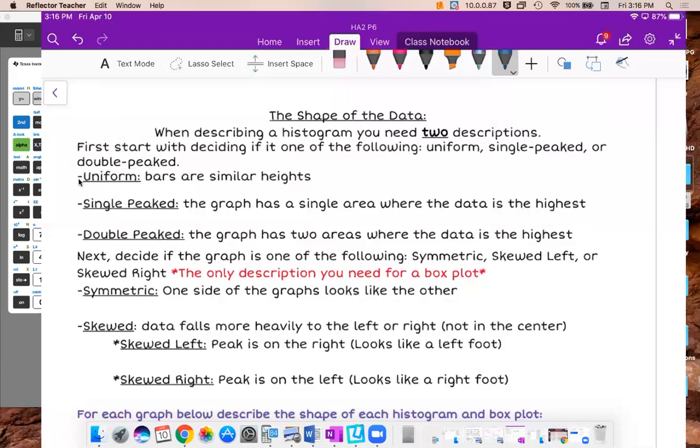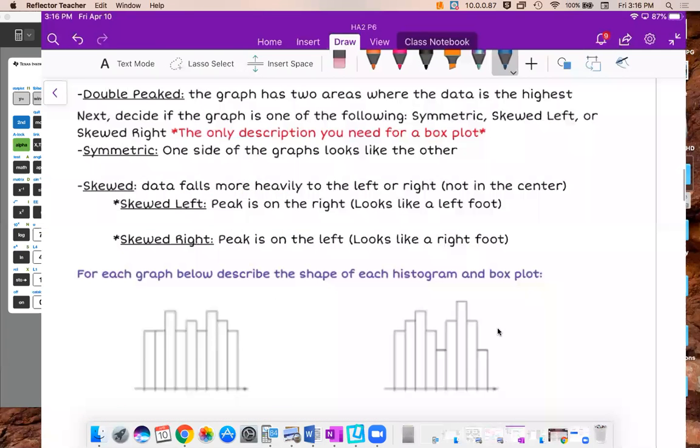The first thing is uniform, meaning all of the bars in your histogram are a similar height, so all of your things are the same height. Single peaked is when the graph has a single area where the data is the highest. Double peaked has two areas where the data is the highest. Symmetric means one side of the graph looks like the other. Skewed means the data falls more heavily on the left or the right, not in the center.